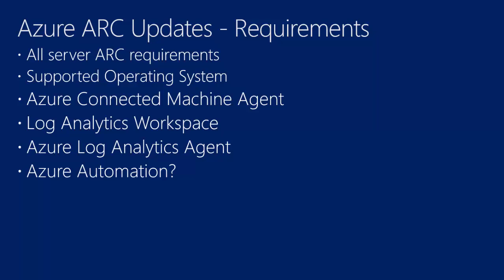Now, in terms of specific configurations that you will need, you need to have the Azure Connected Machine Agent installed on that server. Again, do you need to worry about it here? No, because in order to use update management, you will already have to have onboarded your server. And when you onboard your server to Azure Arc, the Azure Connected Machine Agent will be installed. And so it will be there.